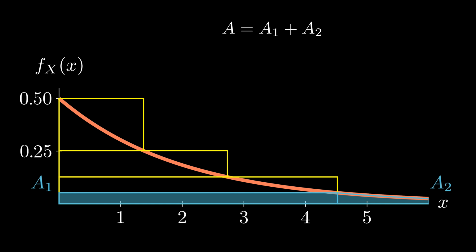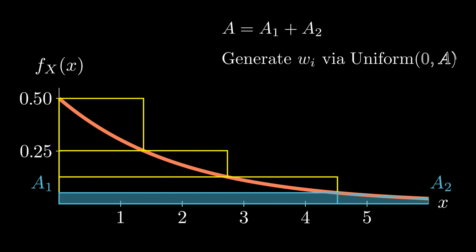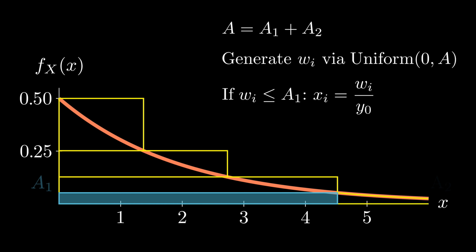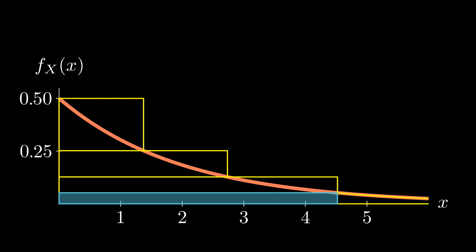And to do that, we first generate a uniform random value W between 0 and our total area, A1 plus A2. And you can think of W as the cumulative area we've traveled from the left edge of this layer. Therefore, if W is less than A1, we know that we're in the rectangle. And since area equals width times height, we can find our x-coordinate by simply dividing W by the rectangle's height, y naught. But what if we find ourselves in the tail of this layer?